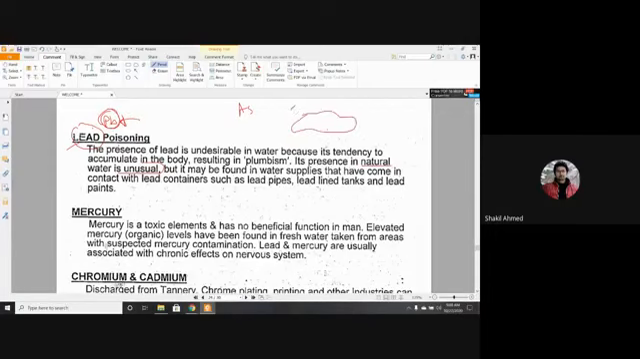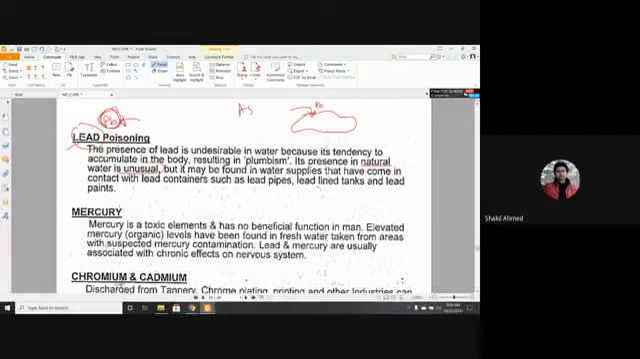But the thing is that in water they may not be present naturally. That's what I meant. They are present in nature, of course. Lead is present in nature, right? But it is not present naturally in groundwater. In water. Then where does it come from?